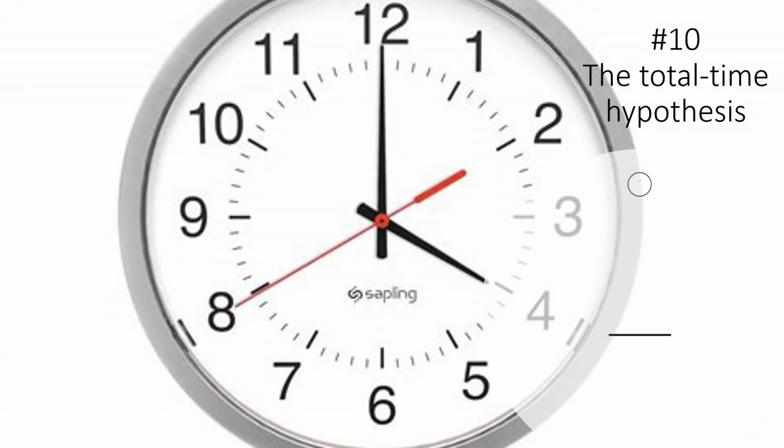All right, so number 10, this is the total time hypothesis. And this hypothesis basically says that the more time you spend doing something or spend on something, the more likely you're going to be able to recall it, or the better you are going to be at remembering it. So it's that old adage, practice makes perfect. But keep in mind, it's not just the amount of time that I spend doing something that matters. It's the quality of that time that I spend doing something that's important. So all time is not created equal.